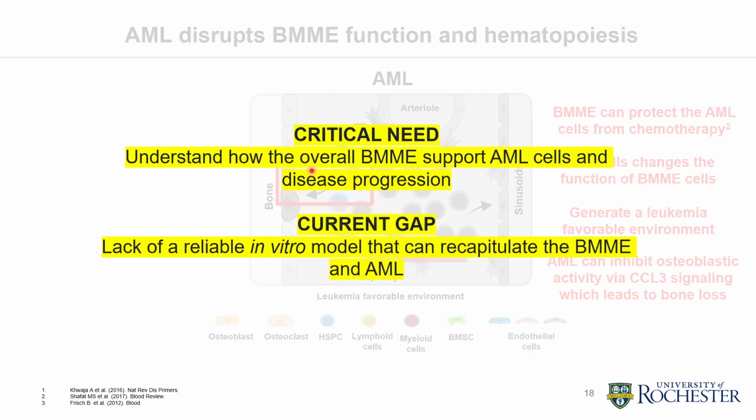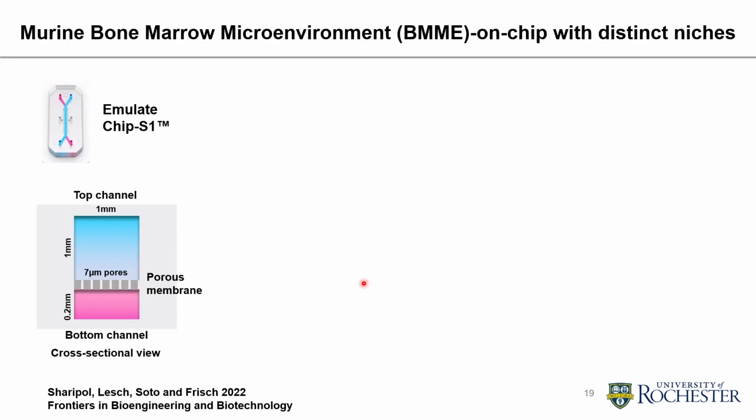So right now in the field, the critical need is for us to understand how the overall BMME can support AML cells and disease progression. However, the current gap is that there is a lack of reliable in vitro models that can fully recapitulate the overall BMME interaction with the AML. Our lab is a cancer microenvironment lab, and we've learned a lot from the papers published by Donald Ingber's lab, Krishnendu Roy's lab, and others. And we decided to use the MPS approach as well.